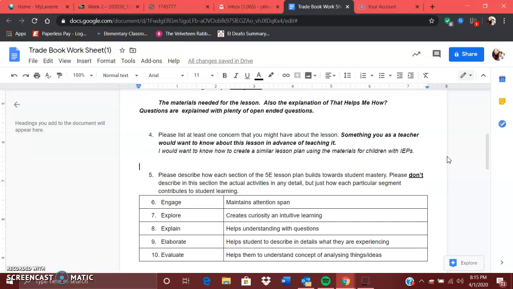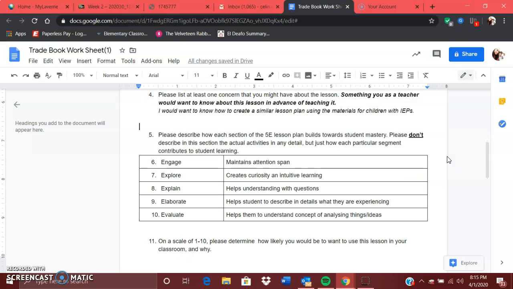I would want to create a similar lesson plan using the same materials and base it off the book Creature Features with children with IEPs to make it easier for them, especially if some of them are still having physical fine motor skill difficulties with doing little things like that.